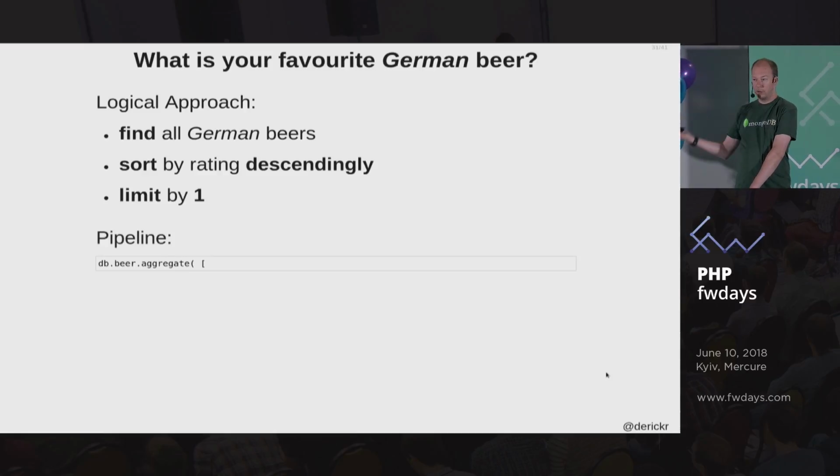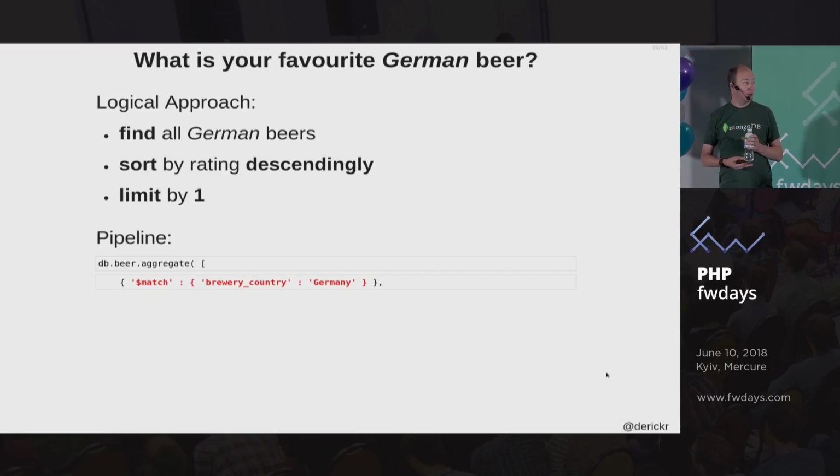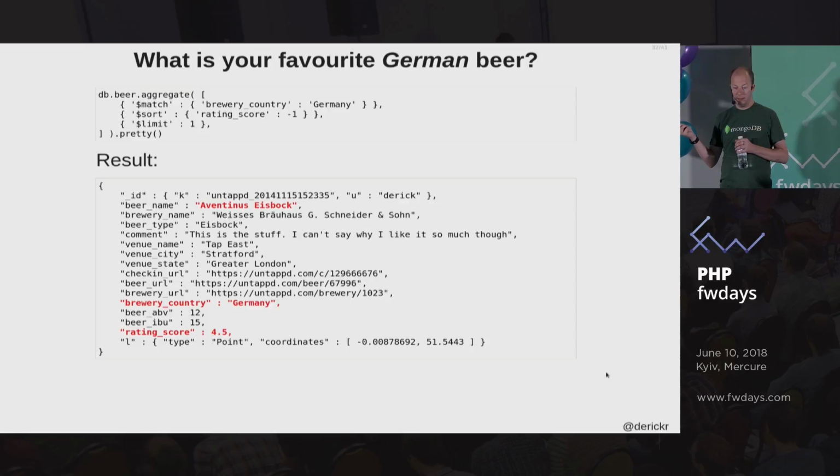I'm doing this on the shell. The syntax in PHP is pretty much the same, where we do a match, which is your find query. So I'm finding all the documents where brewery country matches Germany. I do a sort by the rating score, -1 being descendingly, so the highest goes first. And then we take the limit 1 to take the first one that comes through. And that tells me what is my most famous German beer. That ends up being the Arrogant Eisbock, in case you cared.